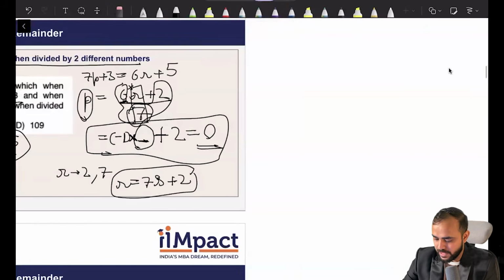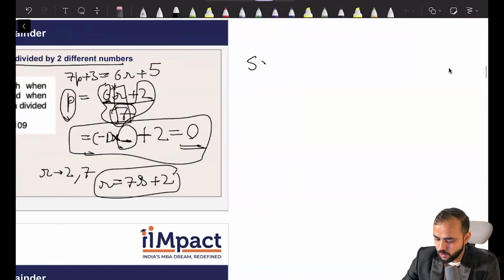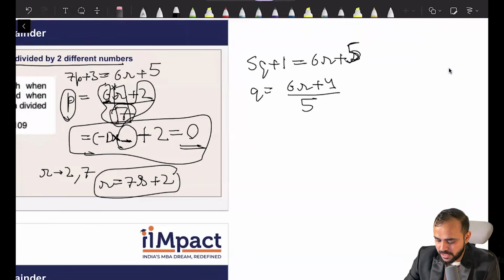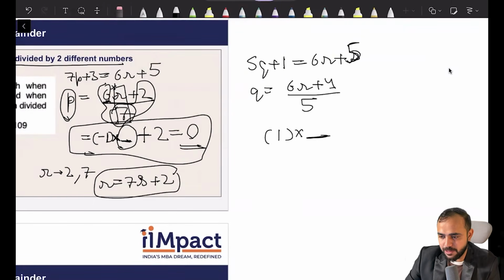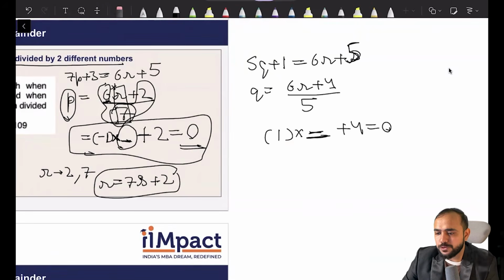Now I will do this again with the other numbers that I had. 5q plus 1 is equal to 6r plus 5. This will give me q is equal to (6r plus 4) divided by 5. Now again I will do this. 6 by 5 will leave a remainder of 1, into the remainder when r is divided by 5, plus 4 is equal to 0. What should be the value of r here? It should be minus 4, or I can call it 1 also.